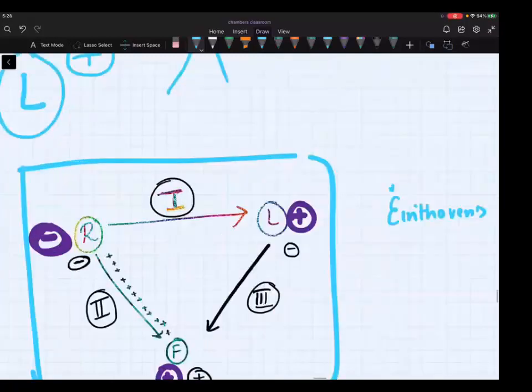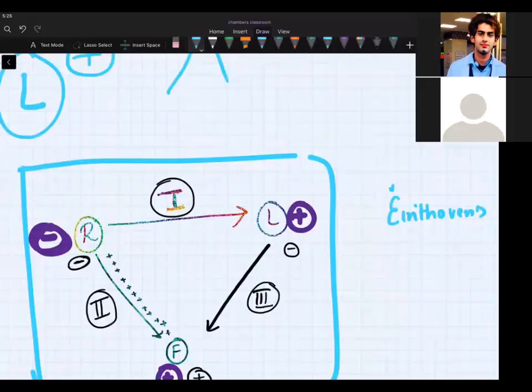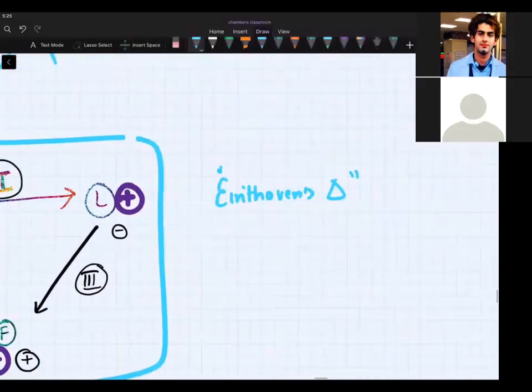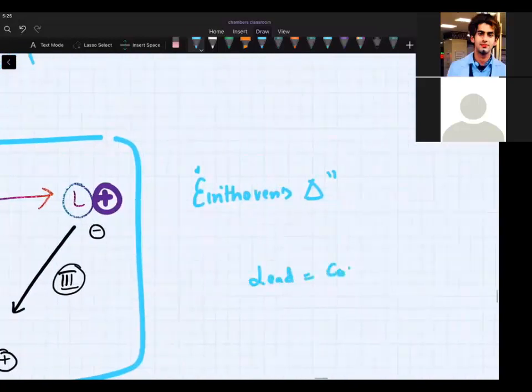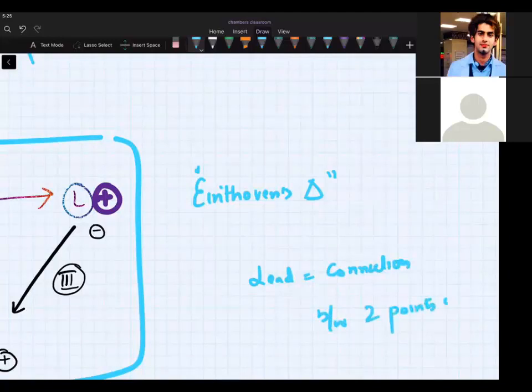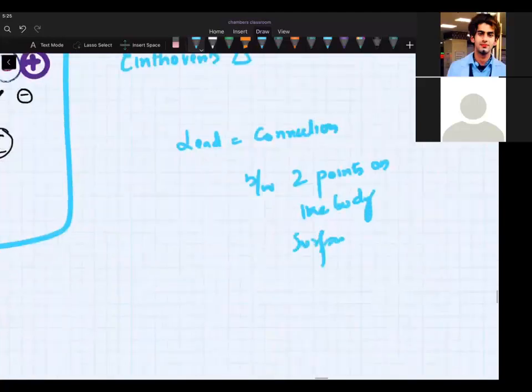This is called a lead. So what is a lead? What is the concept of lead, guys? A lead is basically a connection between 2 points on the body surface, and the electrocardiograph.